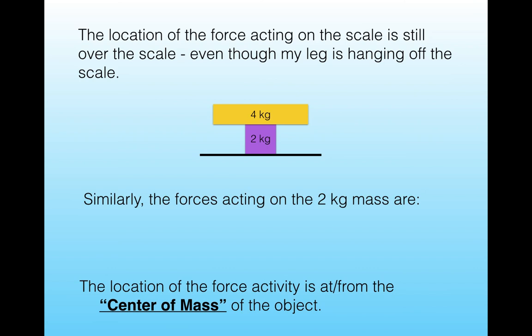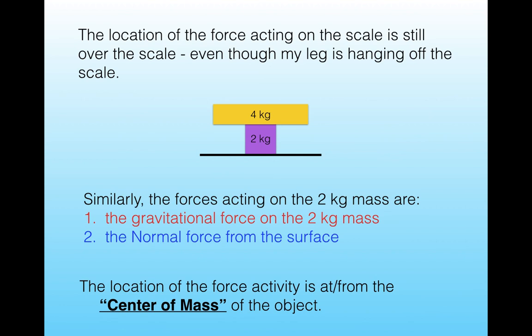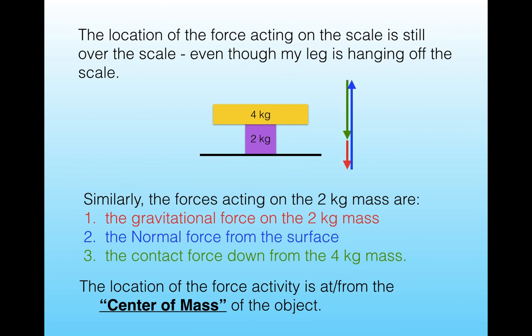There's always the gravitational force, the weight, acting on the object, and there's also a normal force from the surface, that's a contact force, and there's a second contact force, which is the contact force down from the 4 kilogram mass. We can put all of these together, and because the 2 kilogram mass is not accelerating, obviously all the forces balance. But the interesting thing is that even though the 4 kilogram weight has two wings hanging off over the sides, it's still able to deliver all of its weight, which is twice the weight of the 2 kilogram mass, onto the 2 kilogram mass.